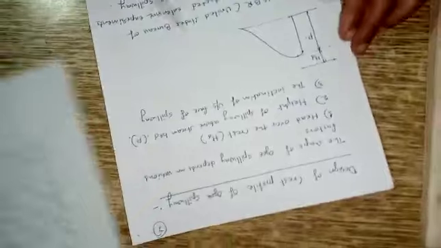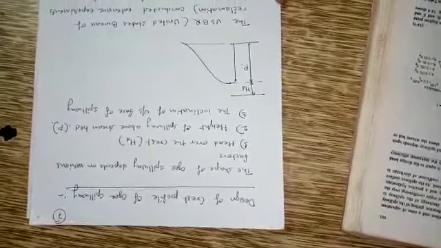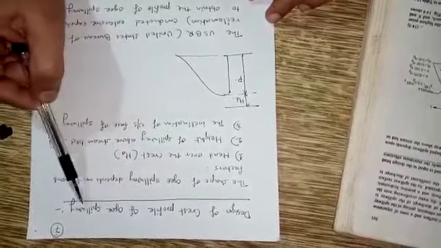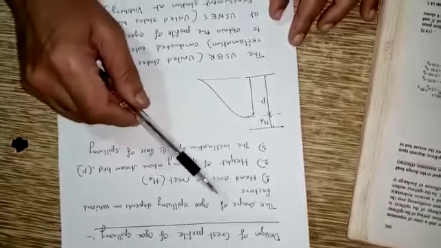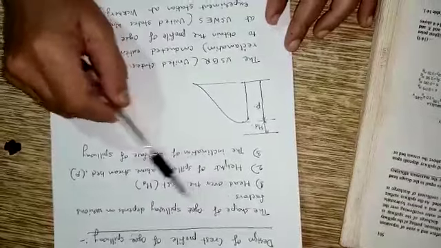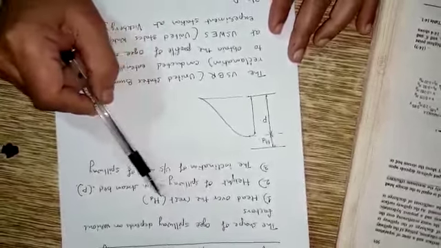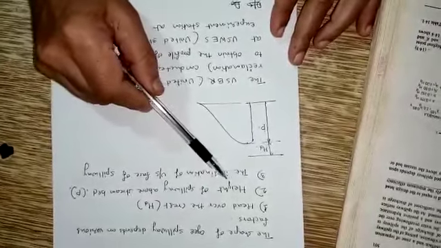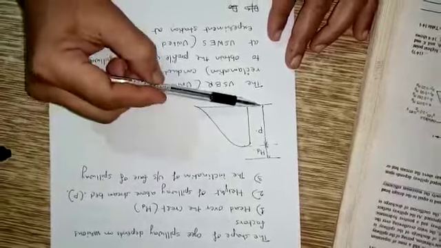Now, let us discuss the design of the crest profile of the ogee spillway. The shape of the ogee spillway depends on various factors. Number 1, the head over the crest, that is HD. Number 2, the height of the spillway above the stream bed, P.